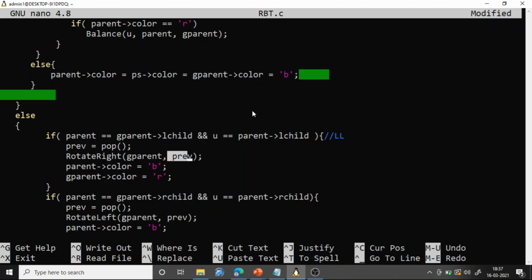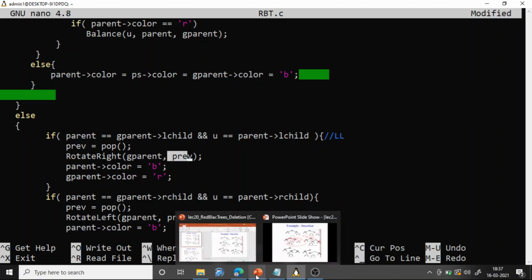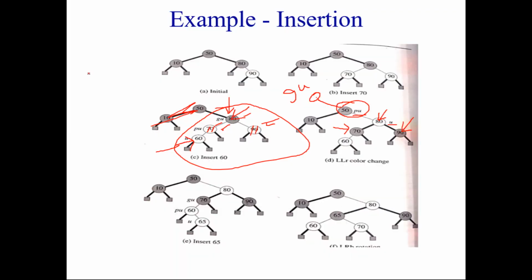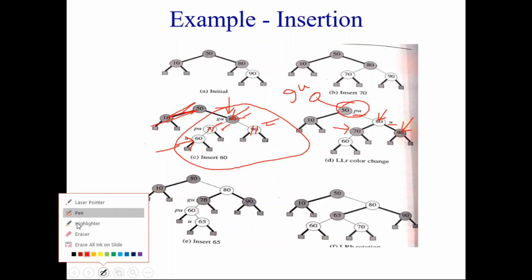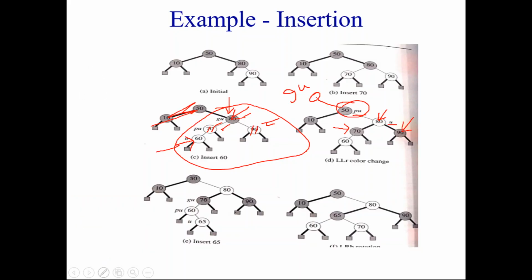So after rotating, what will happen? This is a LL imbalance. So if you recall, it is something like this. There is a node here. This is GP. GP can be either red or black in color, we are not bothered. There is another node P. This P is red in color.